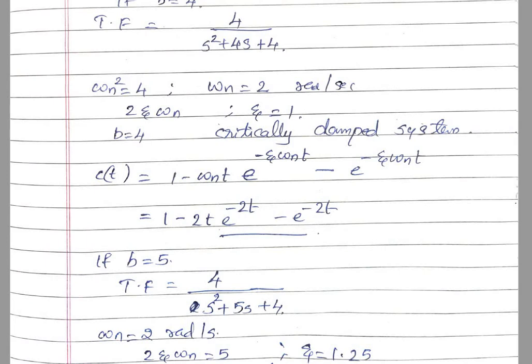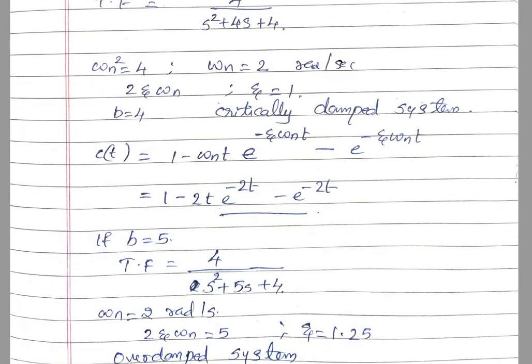Now, the second case is if the value of b is equal to 5. So, if the value of b is equal to 5, our transfer function will be changed into 4 divided by s square plus 5s plus 4. Instead of 4, here the coefficient of s is 5.